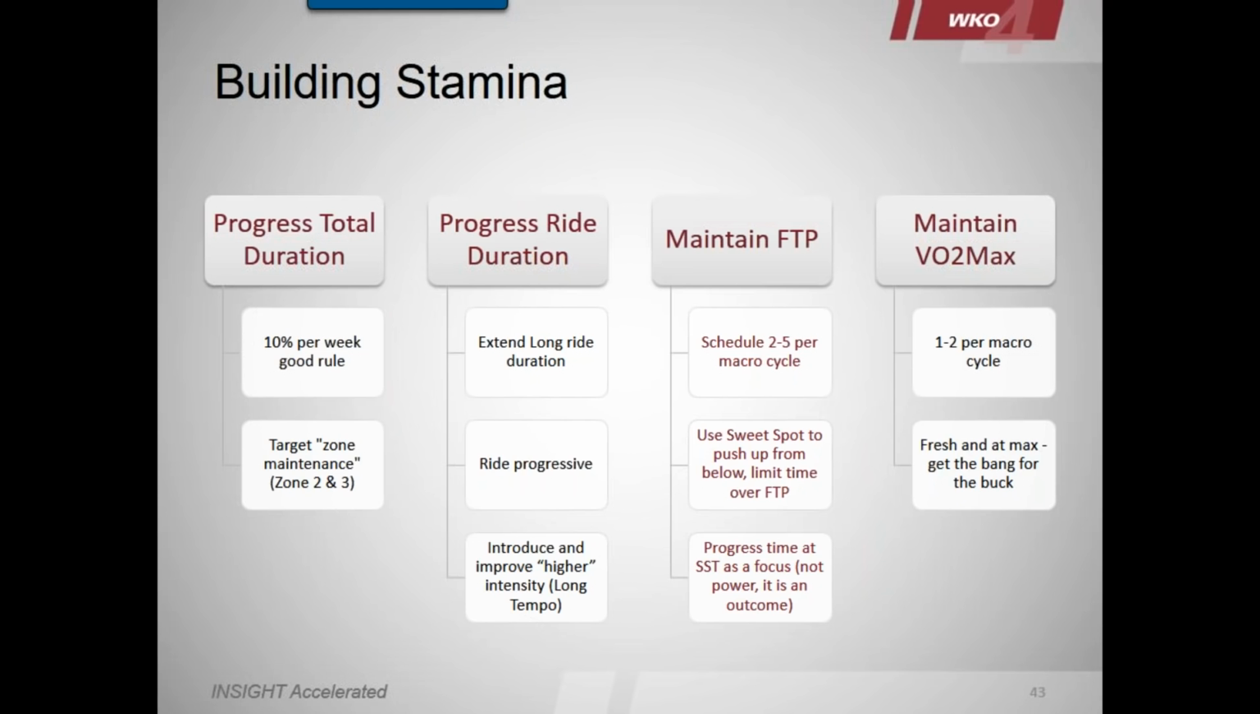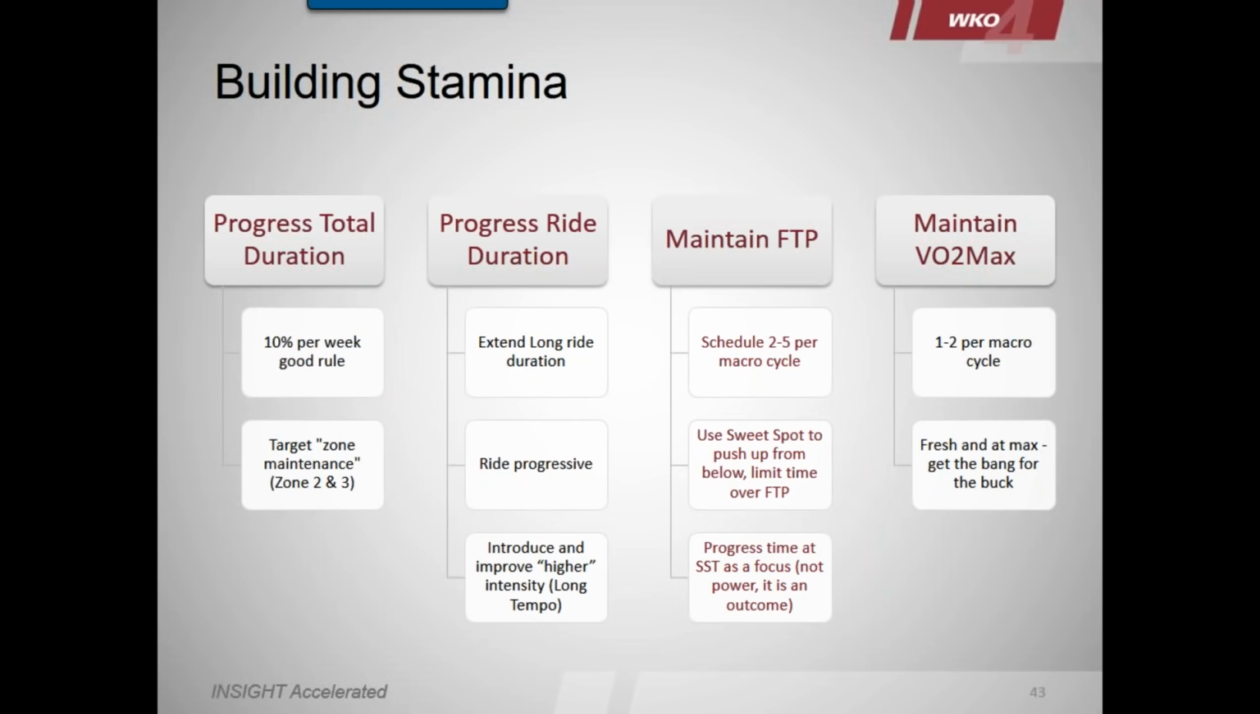Next, maintain your FTP. I would schedule 2 to 5 per macro cycle. If I'm really going for an endurance event and stamina is important to me, let's say an Ironman or something like that, I still want to do some FTP work. A macro cycle is typically 4 weeks in the sense of traditional progression, kind of following a system of some type of progressive overload and a periodized plan, but by age or other factors that might be different. So you're just sprinkling some in there to do that FTP work.